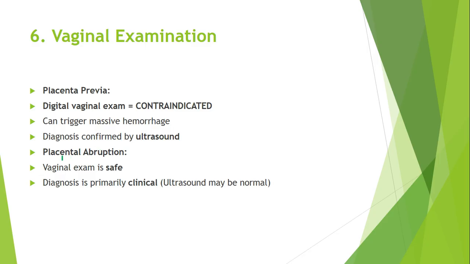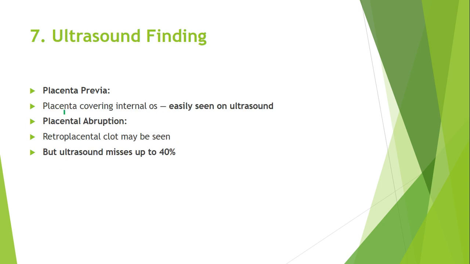So in placenta abruption, vaginal exam is safe. Diagnosis is primarily clinical. Ultrasound may be normal. So in placenta abruptio, you can do a vaginal examination and diagnosis is basically from your history and physical examination, but you can as well do an ultrasound if you want. It may be normal.